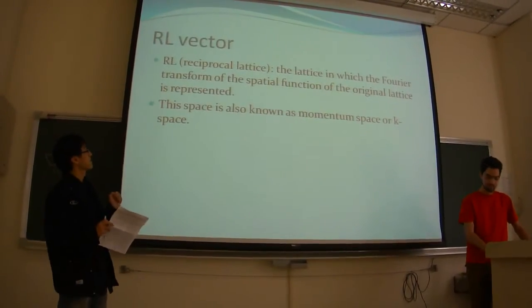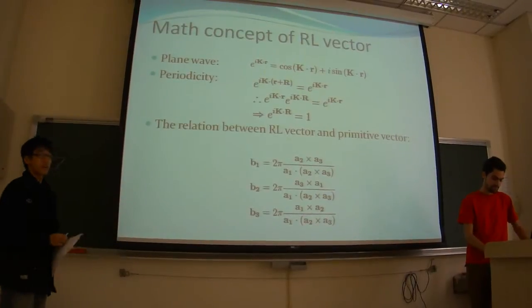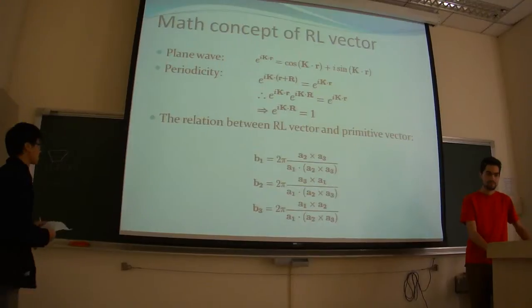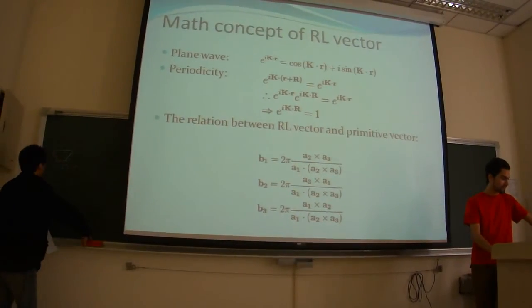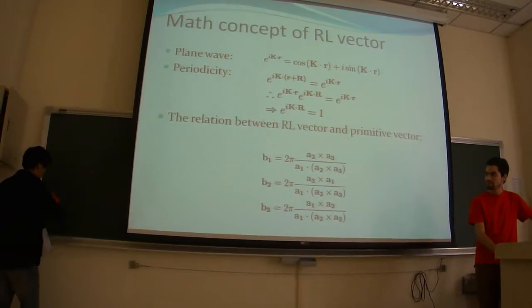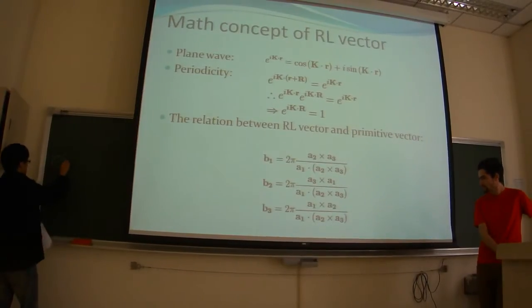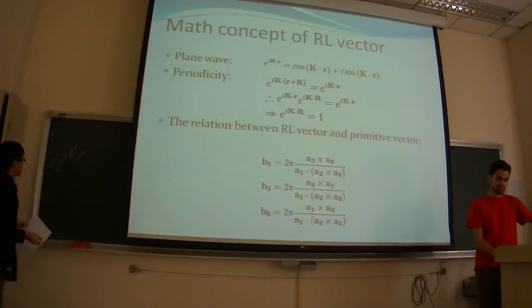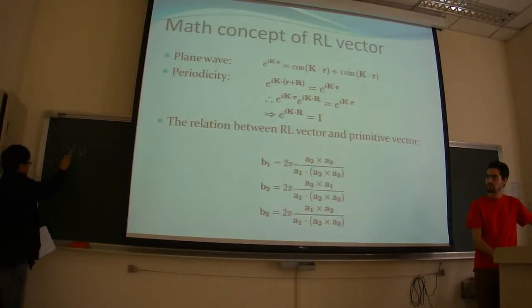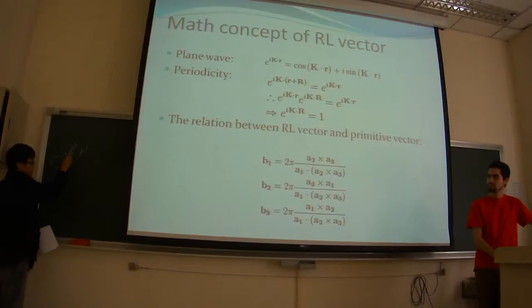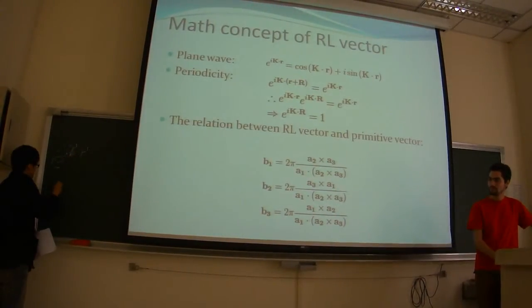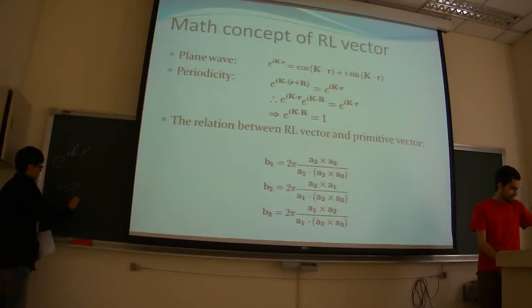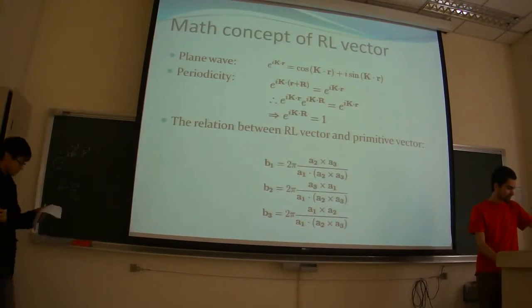Next. So here are some simple math concepts of an RL vector. Suppose now you have a plane wave, exponential i k dot r. Then k is the wave vector, also the propagation vector. And usually k in the air is 2 pi over lambda.